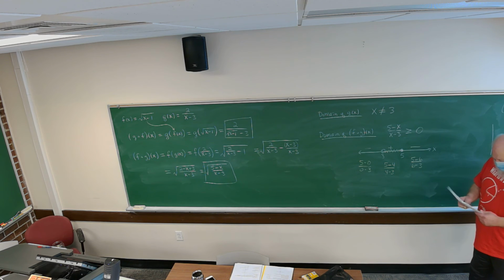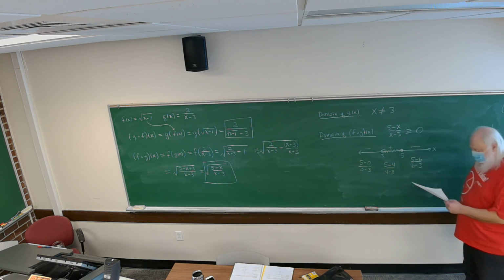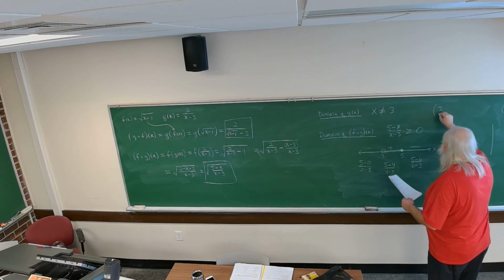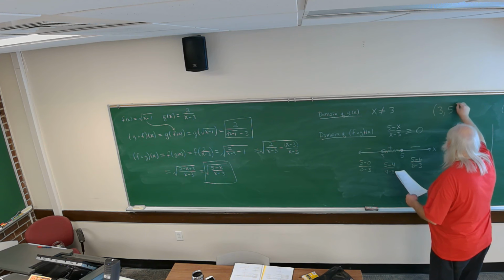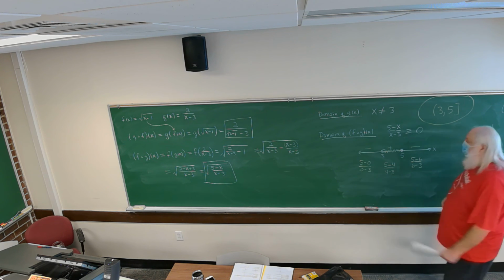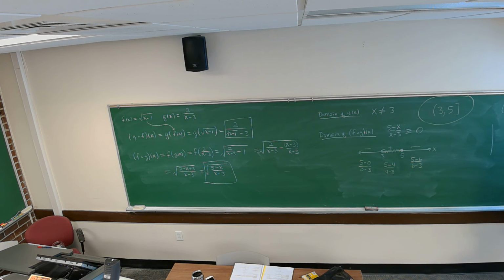And so the domain of the composite of f with g in interval notation is parentheses 3, 5, bracket. That's the domain of the composite function. Okay?